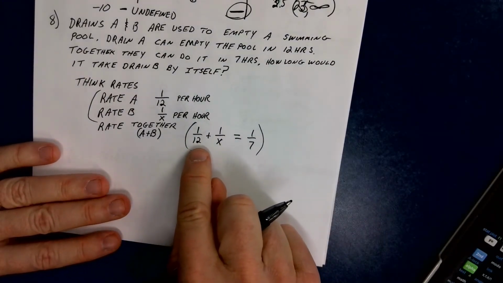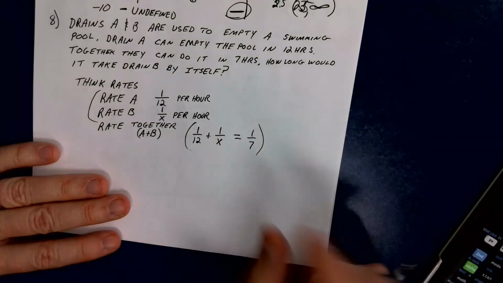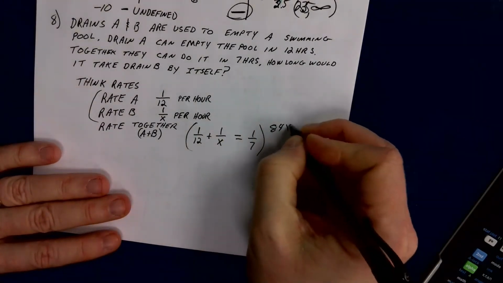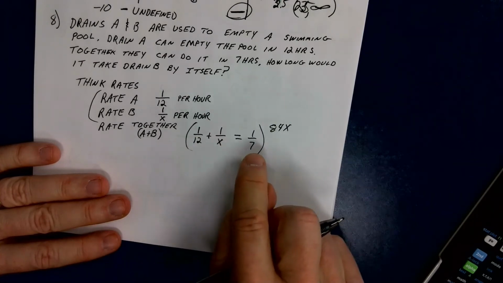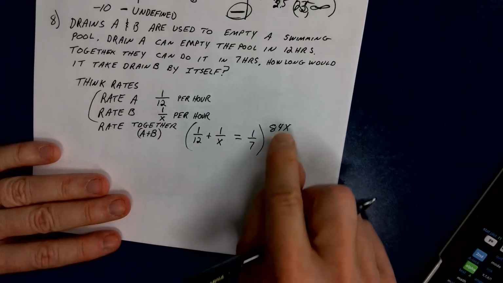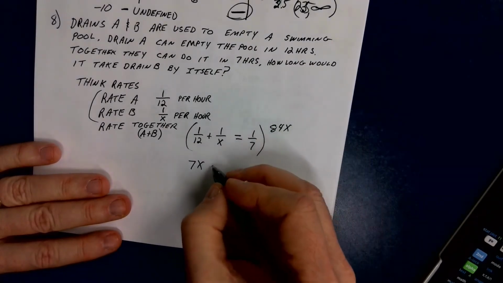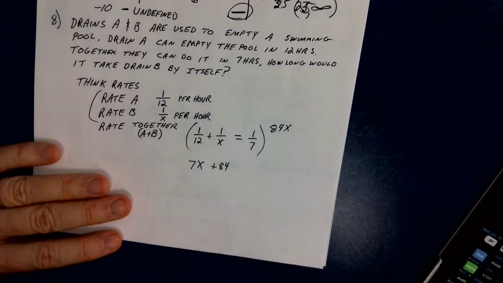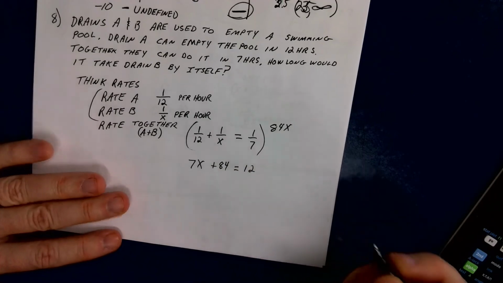Now, would it be nice if this 7 and this 12 had common factors, but they don't. So we're going to have to multiply everything through by 84x, which is that denominator times that denominator times that denominator. When I do it to the first one, I should get 7x. When I do it to the second one, I should get plus 84 because the x's cancel out. And when I do it to the last one, I should get equals 12x. Is that okay?